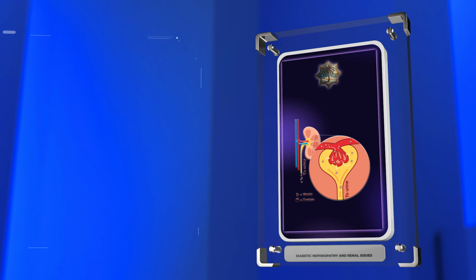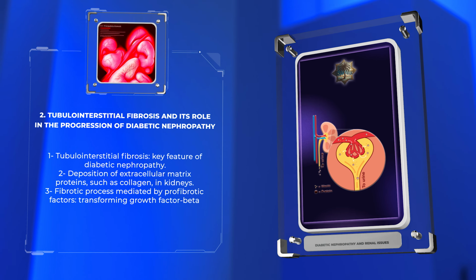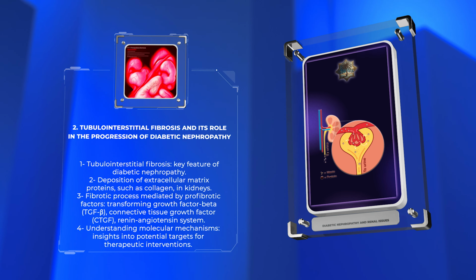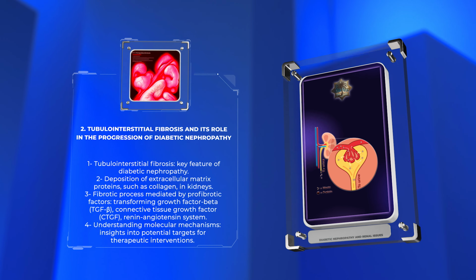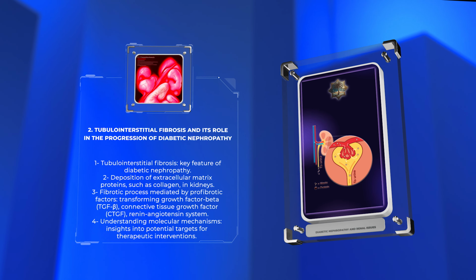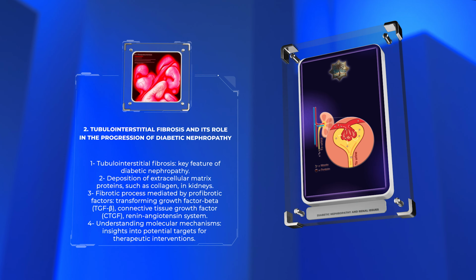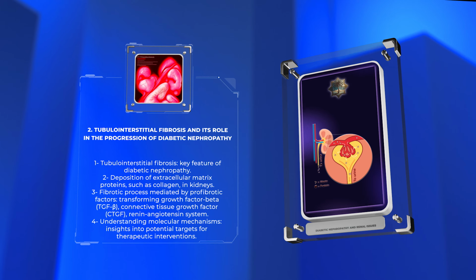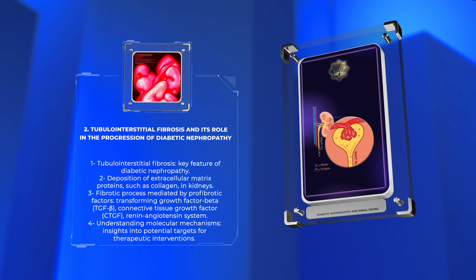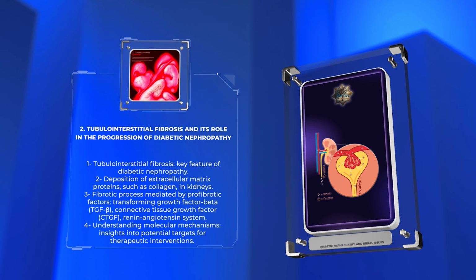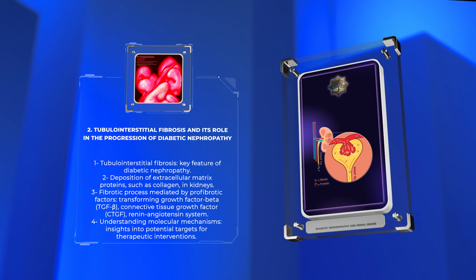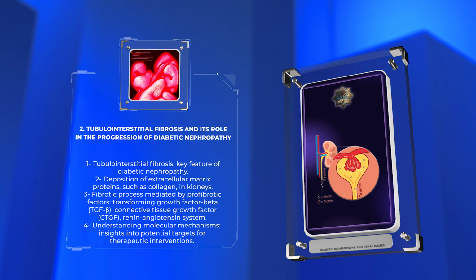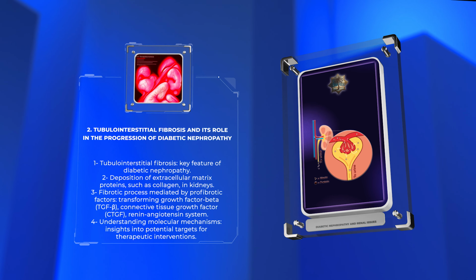Tubulointerstitial fibrosis is a key feature of diabetic nephropathy and is associated with the loss of renal function. It involves the deposition of extracellular matrix proteins, such as collagen, in the tubular and interstitial compartments of the kidneys. This fibrotic process is mediated by various profibrotic factors, including transforming growth factor beta, TGF-beta, connective tissue growth factor, CTGF, and the renin-angiotensin system. Understanding the molecular mechanisms underlying tubulointerstitial fibrosis can provide insights into potential targets for therapeutic interventions.